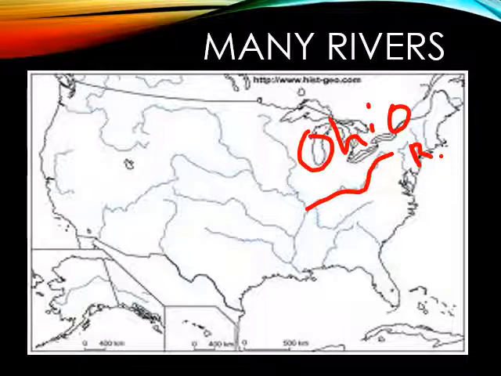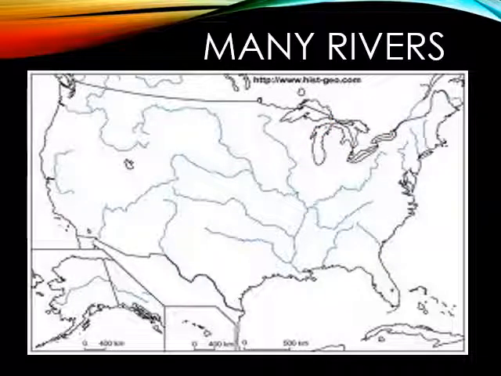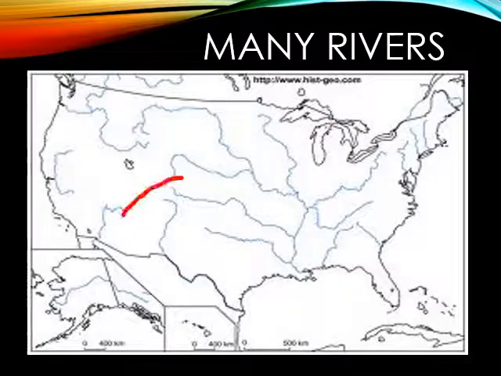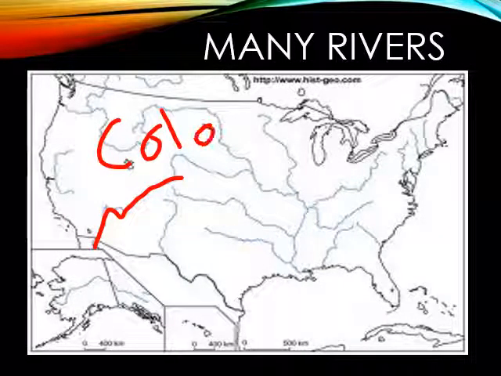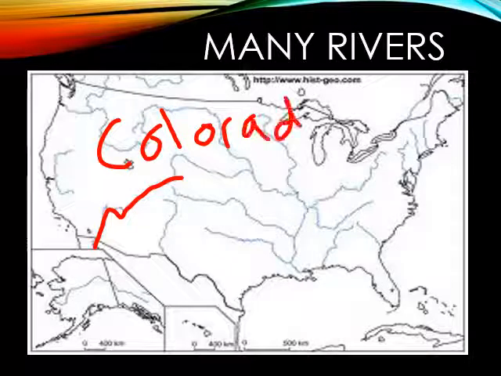Okay. And then also, now we're going to move on to the west side of the country and where the Grand Canyon is. And we're going to look at this river that starts right here. It looks like it's almost connected to the Platte and runs all the way down here. And that is called the Colorado River.